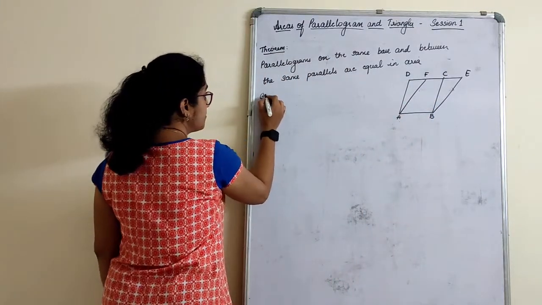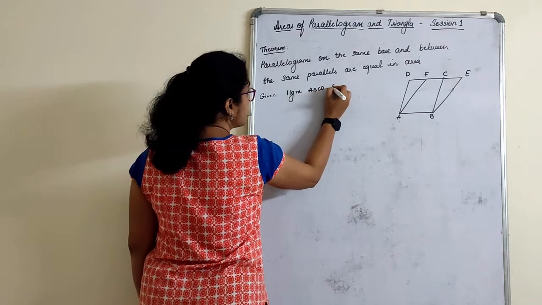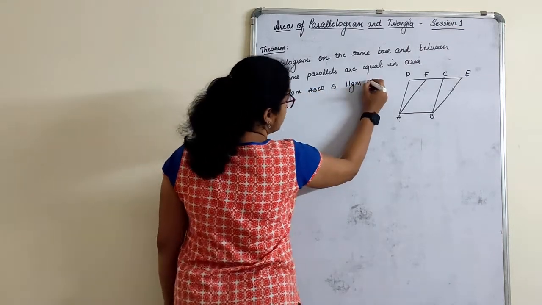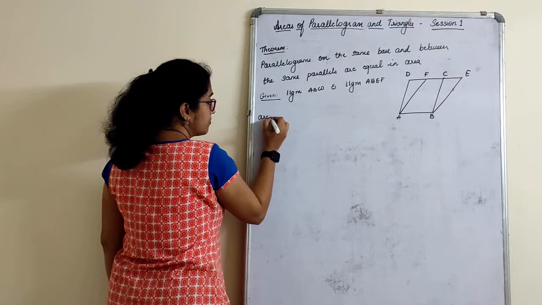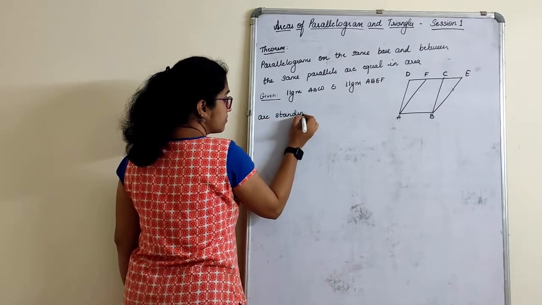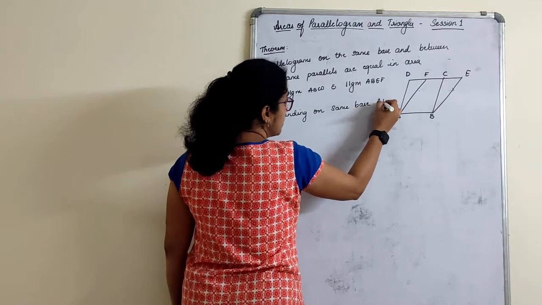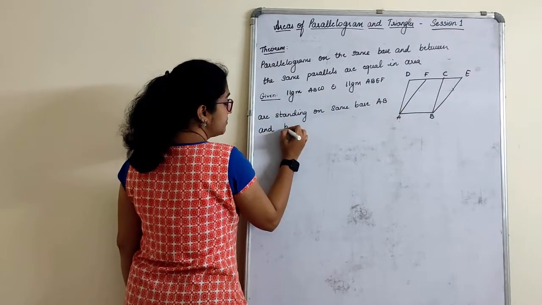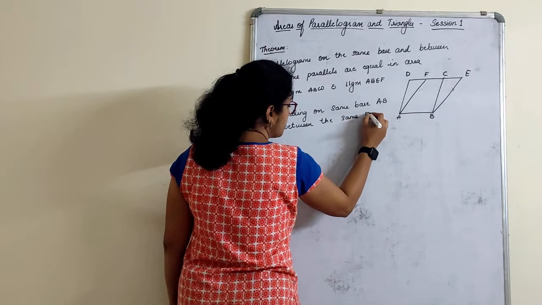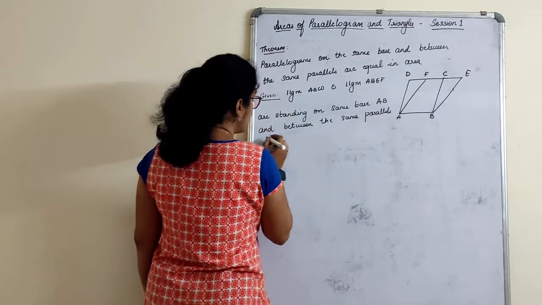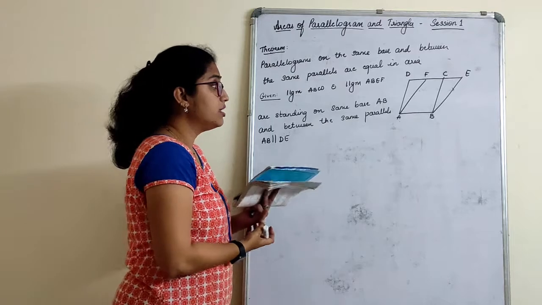Given: parallelogram ABCD and parallelogram ABEF are standing on the same base AB and between the same parallels, that is, AB is parallel to DC. Correct? Because the whole line is parallel.